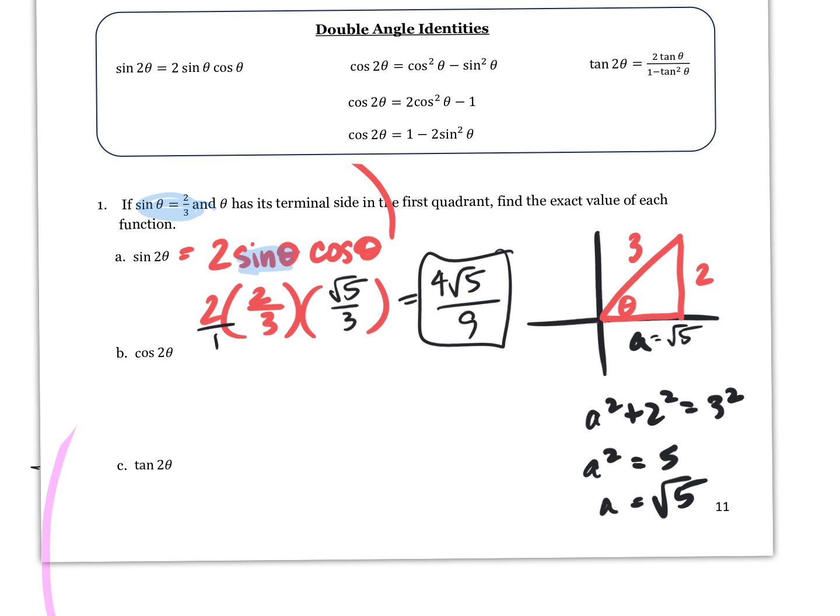Okay, let's do it without a calculator. What's root 5 squared? 5. Over 3 squared, 9. Minus 2/3 squared. 2 squared is 4, 3 squared is 9. So 5/9 minus 4/9 is 1/9. You got it.